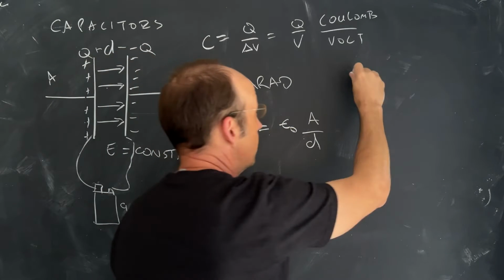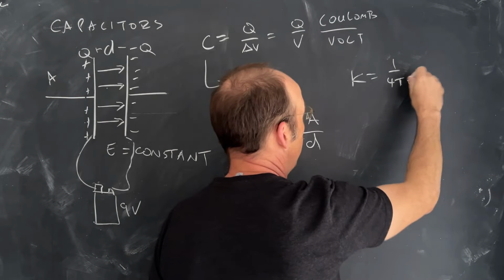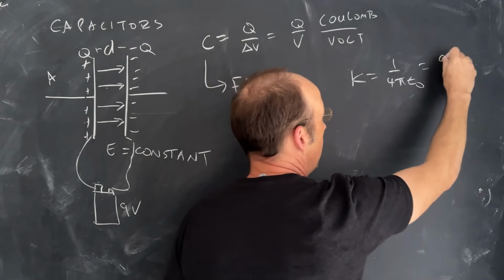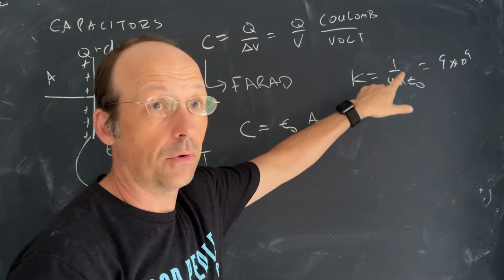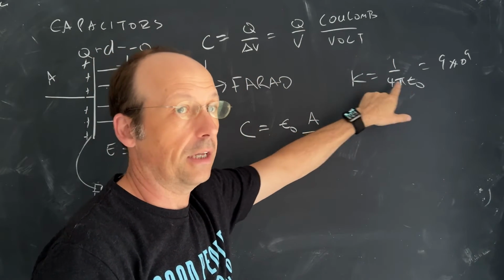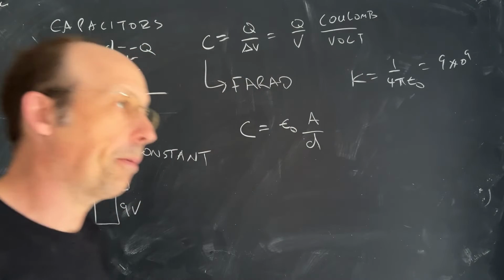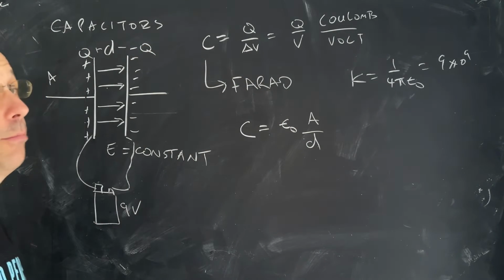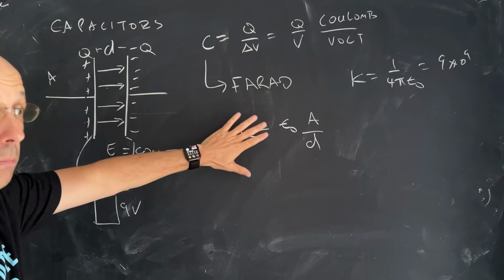So we have this k, 1 over 4 pi epsilon naught. So that's that 9 times 10 to the 9th. That's where it comes from. So in this case, it's just epsilon naught. There's no 4 pi. So that's that constant right there. It's called the permittivity of free space. It pops up from time to time. But there it is, the capacitance of a parallel plate capacitor.